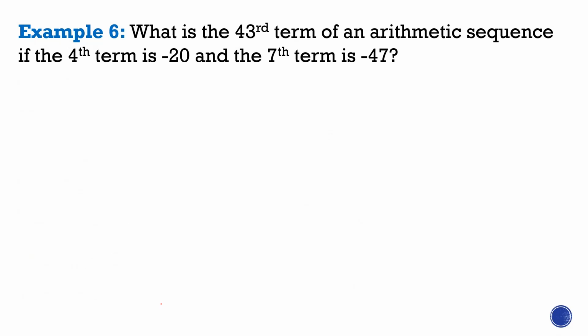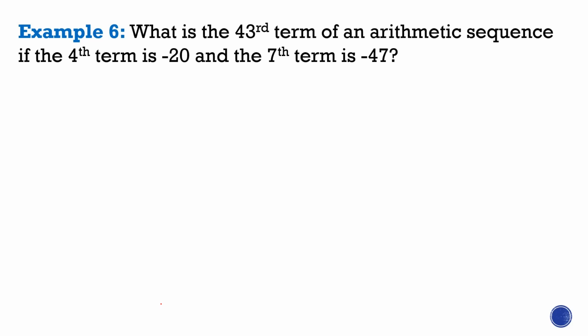What is the 43rd term of an arithmetic sequence if the fourth term is negative 20 and the seventh term is negative 47? To find the 43rd term, we need to know, that's our n, right? So we need to know D, the common difference, and we need to know A sub 1. We don't know those two variables, right? But I know you remember in the past two examples, we were able to find D and then A sub 1, right? So we will be doing the same procedure here as in the last example.